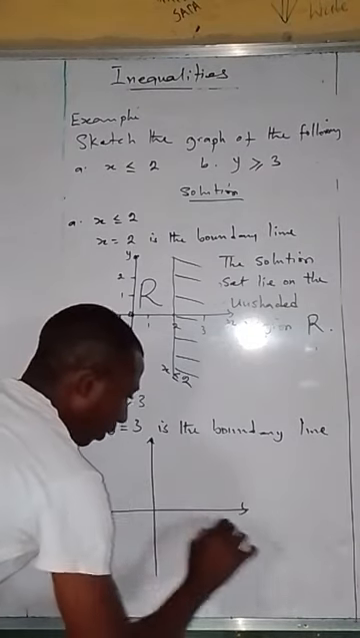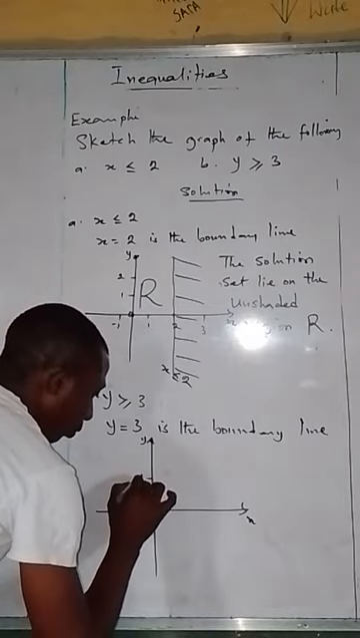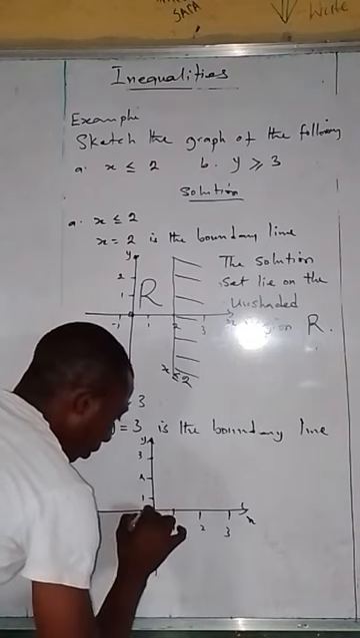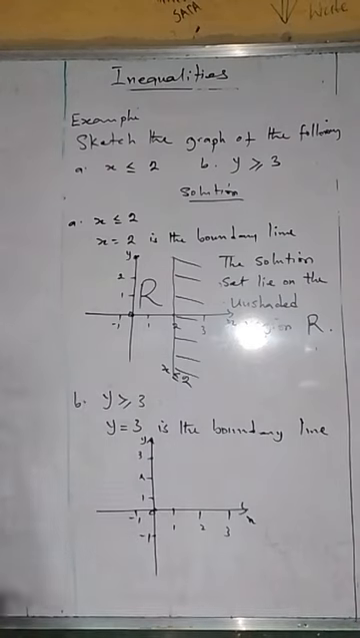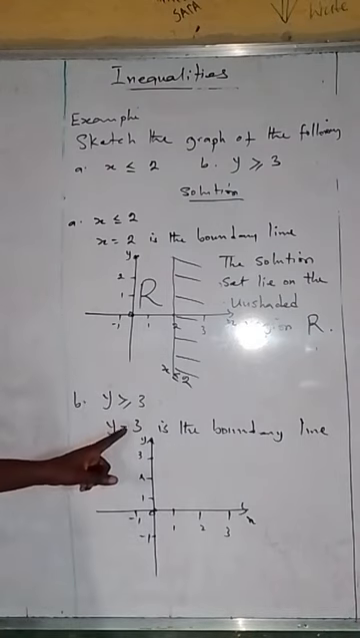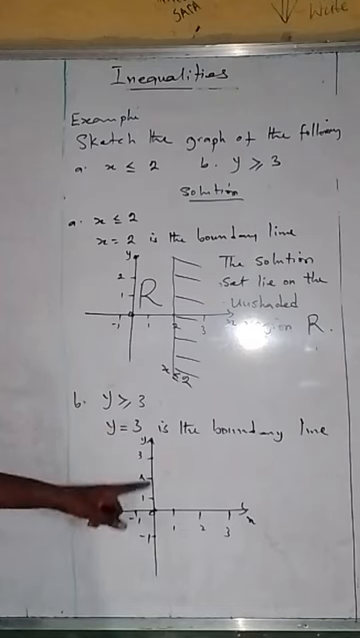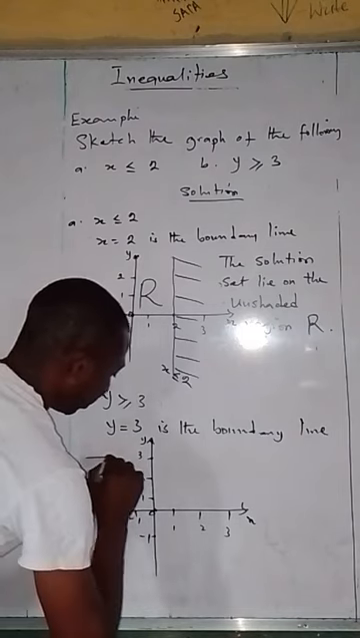Alright, so from here you can draw your Cartesian plane. We have x and this is y. We have 1, 2, 3. This is 1, 2, 3, 0, minus 1, and so on. Now, these are values of y. So y equals to 3. This is 3. So you draw a line.